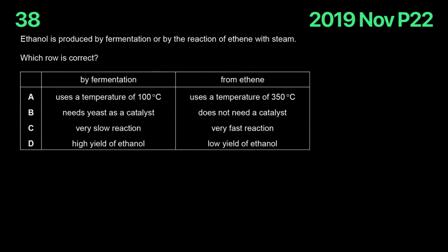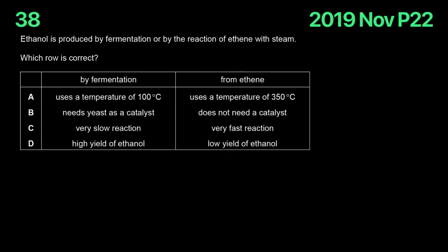Steam at 350 degrees. I guess I'm just going to hold this. I don't recall the catalyst for ethene. Very fast reaction, very slow reaction. I'm just happy with that. Low yield of, this is actually the reverse, right? And I guess B is the answer, right?